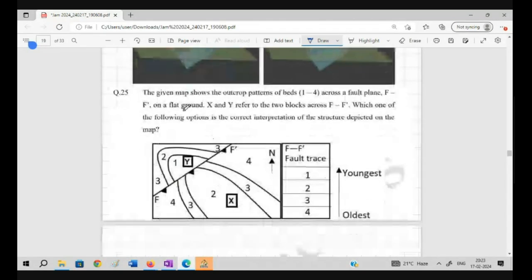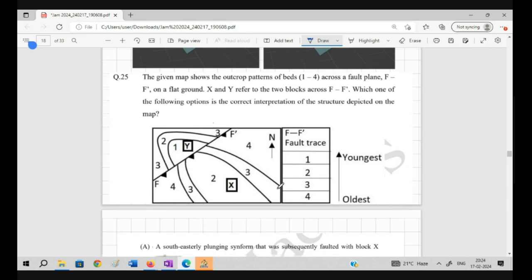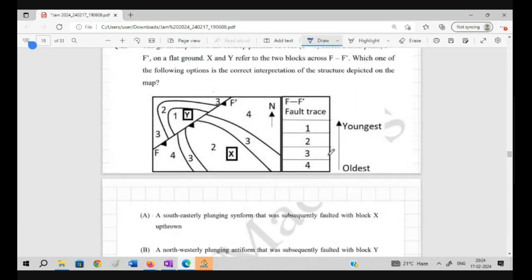Okay, let's see. Here, a faulted terrain is given to you. The given map shows the outcrop pattern of 4 beds across a fault plane, F dash, on a flat ground, and X and Y refer to 2 blocks across F dash. Which one of the following options is the correct interpretation of the structure depicted on the map? The younging direction of the beds is given also. That is, bed 4 is the oldest one, and bed 1 is the youngest.